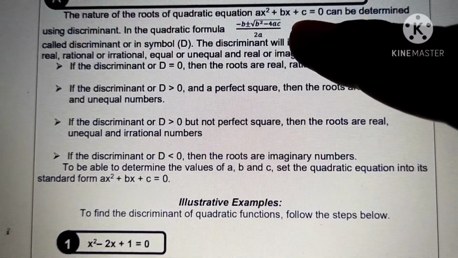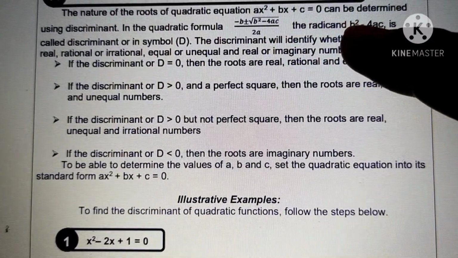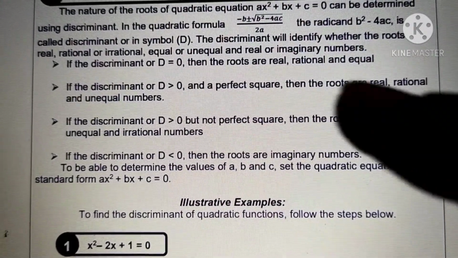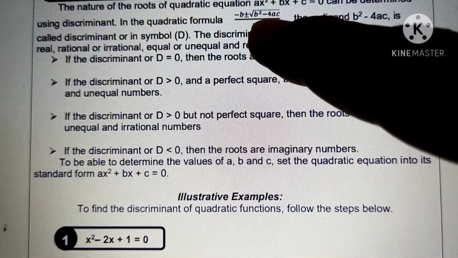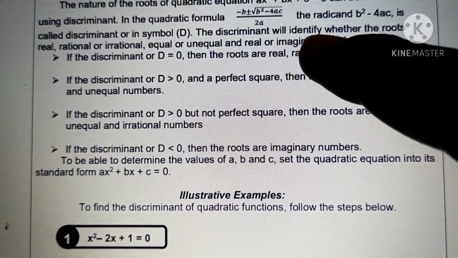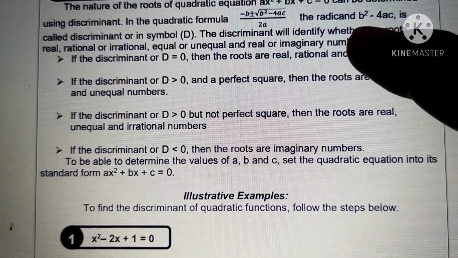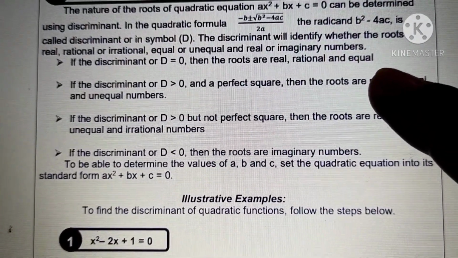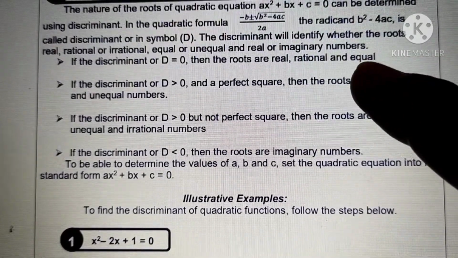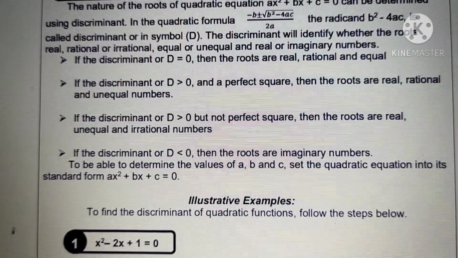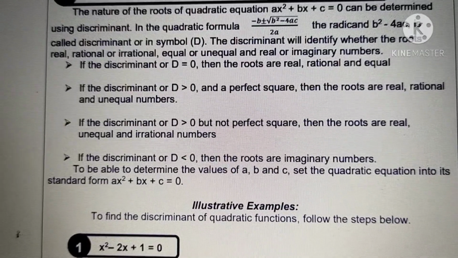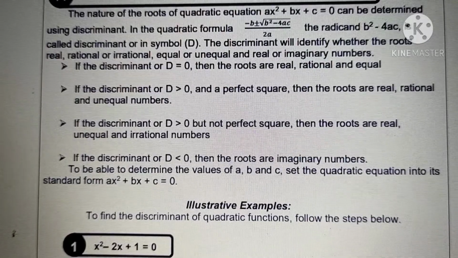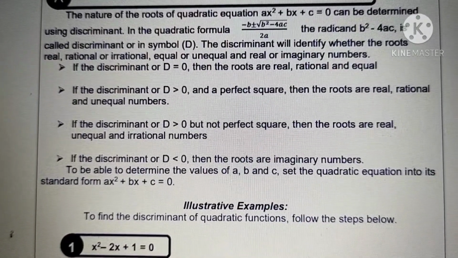ax squared plus bx plus c equals 0 can be determined using the discriminant. So in the quadratic formula, that b squared minus 4ac, the radicand, is called the discriminant, or in symbol, it's letter D. So the discriminant will identify whether the roots are real, rational, irrational, equal or unequal, and real or imaginary.